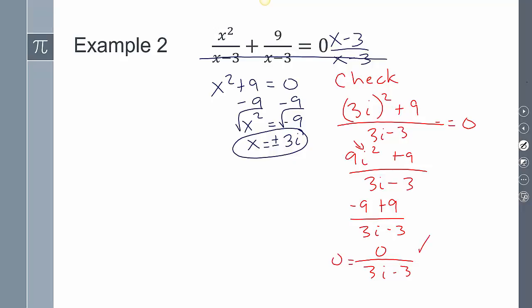So that works. Now let's plug in the minus 3i. So if I plug in the minus 3i, now trying to reduce this, negative 3 squared, that's going to be 9i squared plus 9.